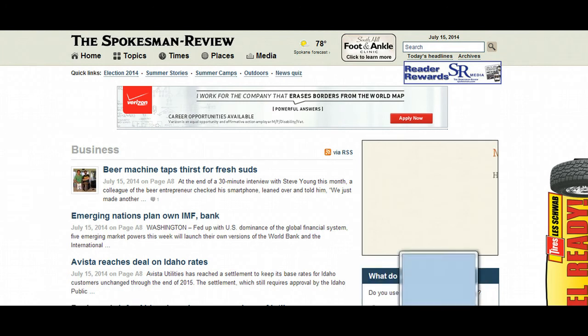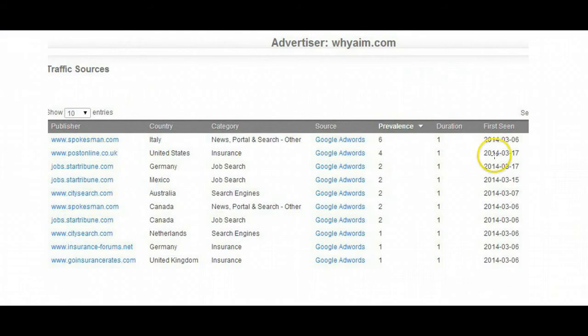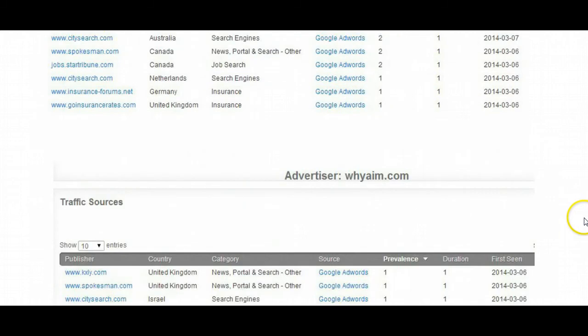Anyway, back to our data. Insuranceforums.net, they've been apparently advertising on there since March of 2006, but this isn't necessarily exhaustive. They may have been advertising on there before, but it looks like they've been advertising on there just since the beginning of March. Insurance forums, not their biggest place to advertise, is the bottom line.